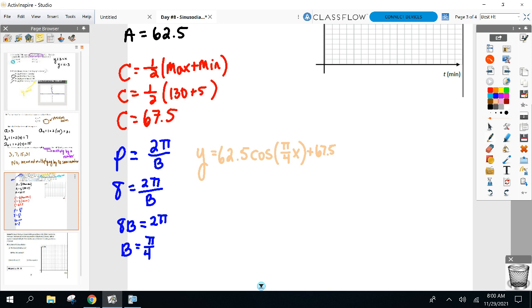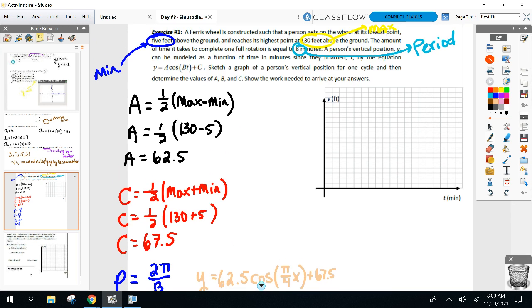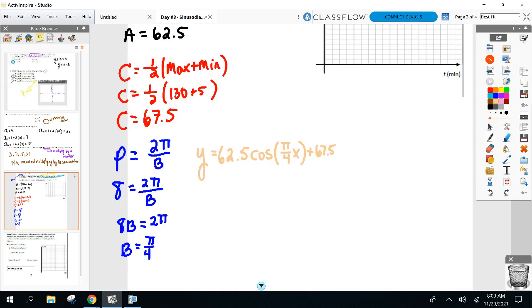What? You need negative? I don't know, do we? Well, it starts at the lowest one. Here we go. Good. Here we go. Good catch. Ryan says, hey, wait a second. Look, reread it. A Ferris wheel such that the person gets on the wheel at its lowest point. Cosine usually starts where though? Where's cosine usually start? The max. But I hate to tell you, what's the max again? 130 is the max, right?